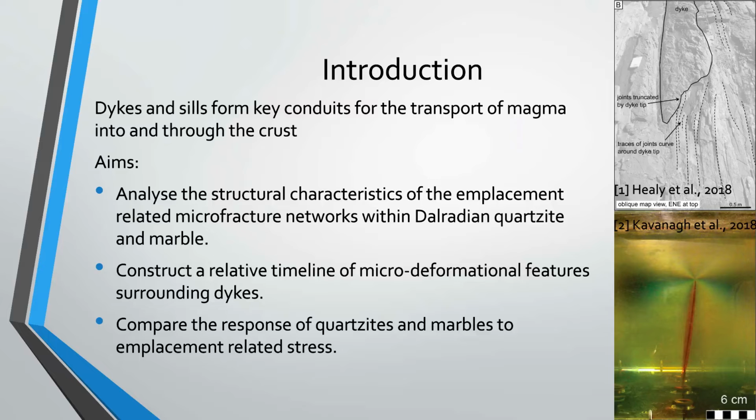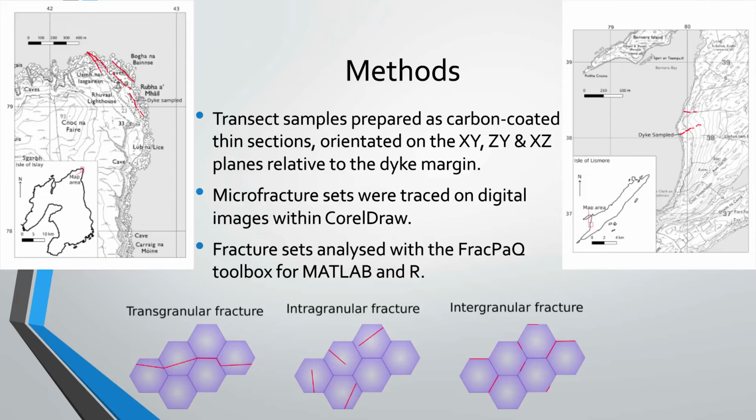Deformation during emplacement has previously been investigated via multiple approaches, including analog experiments, macro-scale observations of joints and faults, and micro-scale observations. This project aims to build upon this work, describing the evolution of microfracture networks and their structural characteristics within quartzite and marble host rocks surrounding foliatic dykes. I have done analysis in multiple locations for comparison. However, due to the constraints of this presentation, I will be presenting key observations from Islay and Lismore.